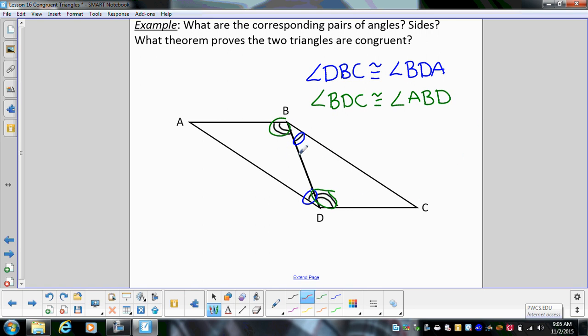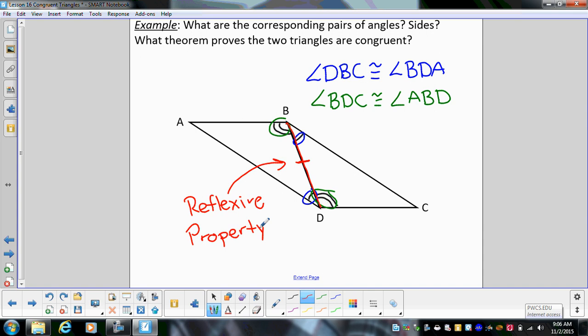And in these two triangles, I have segment BD in both of them. So if this segment is in both triangles, then it's the same size in both triangles. So I can say that this segment is congruent to itself. And we have a name for that. It's called the reflexive property. So you should get this down here. It's very important. The reflexive property just says that anything is congruent to itself. So any side is congruent to itself.